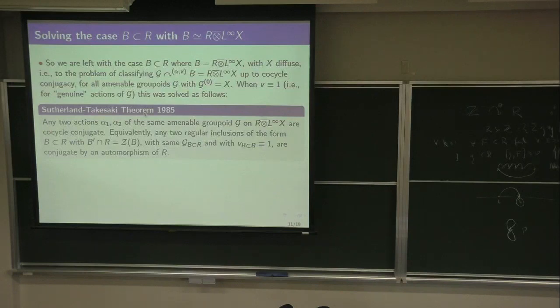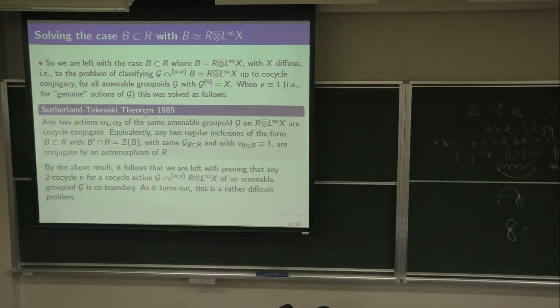So now, by this result, it follows that we are left with proving that any two cocycle actions of a discrete amenable groupoid on this thing are cocycle conjugate. Why do you call it discrete? Discrete refers to, it's like saying countable equivalence relation, so it's discreteness in a sense. And at each point you have a discrete countable group also. So all discrete is, is to remind you of all this.